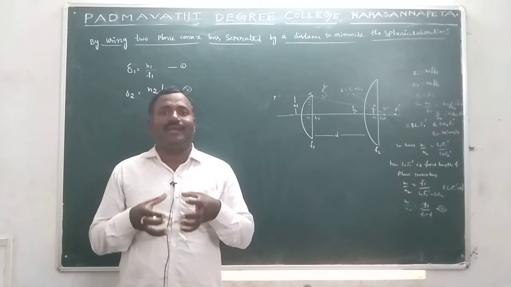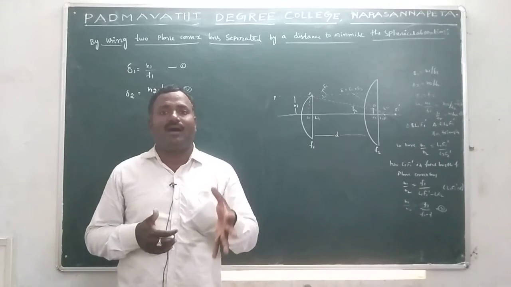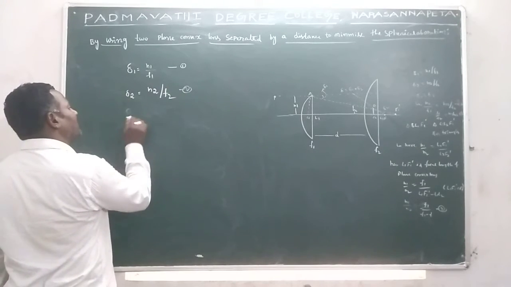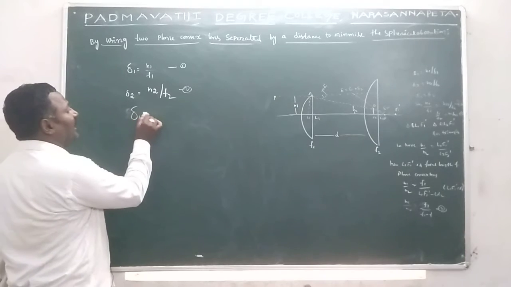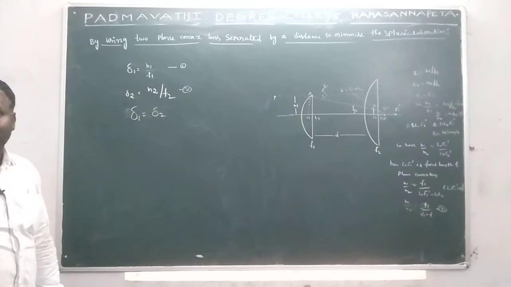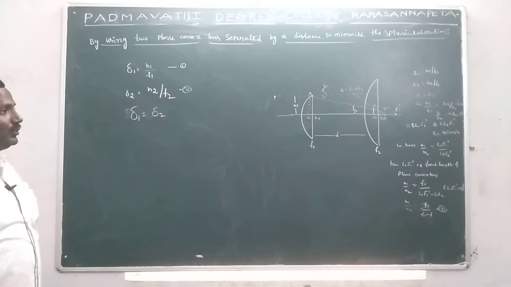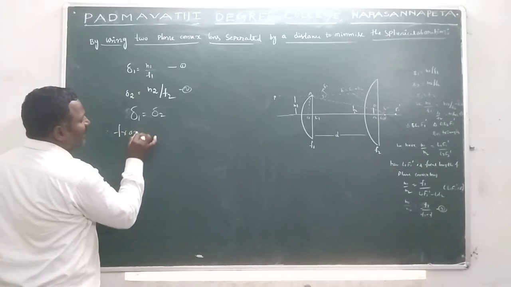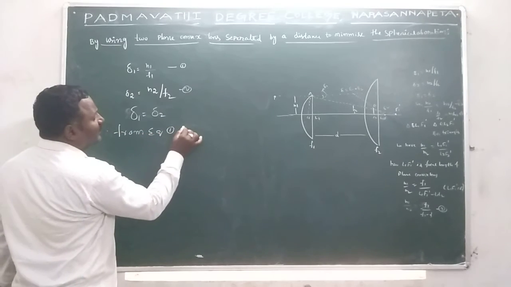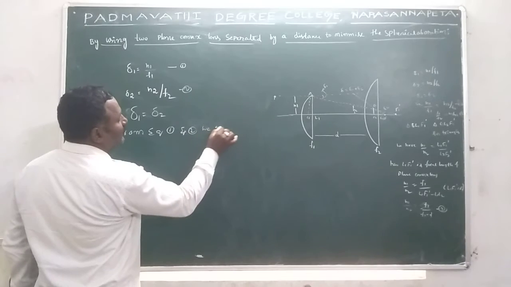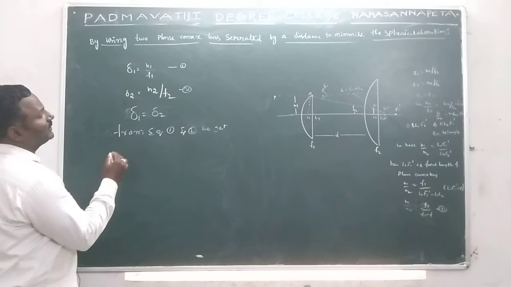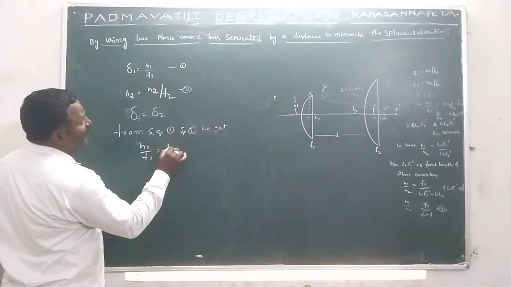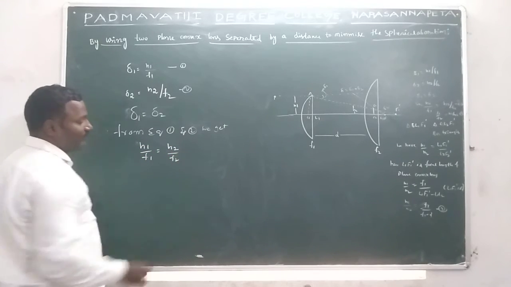Okay, the spherical aberration can be minimized when the angle of deviation of the two lenses is equal, that is, delta 1 equals delta 2. So therefore from equations 1 and 2, we get h1 by f1 equals h2 by f2.